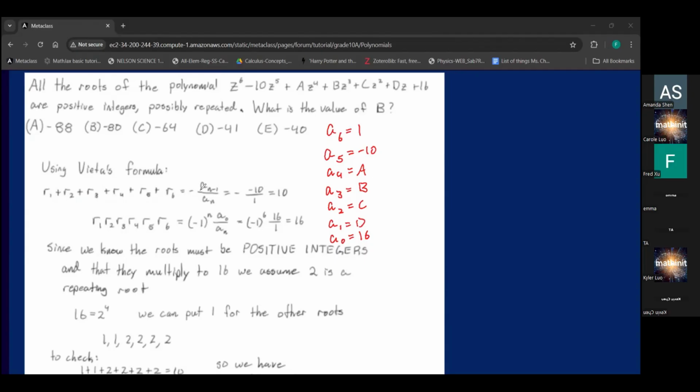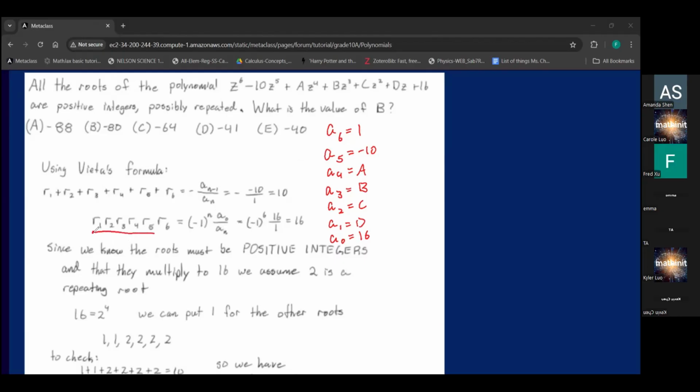So over here, n is 6. 6 minus 1 is 5. We're just using this one divided by the leading coefficient. Remember, it's the negative of it. So negative of the -10 divided by 1, the negatives cancel, so we get 10.